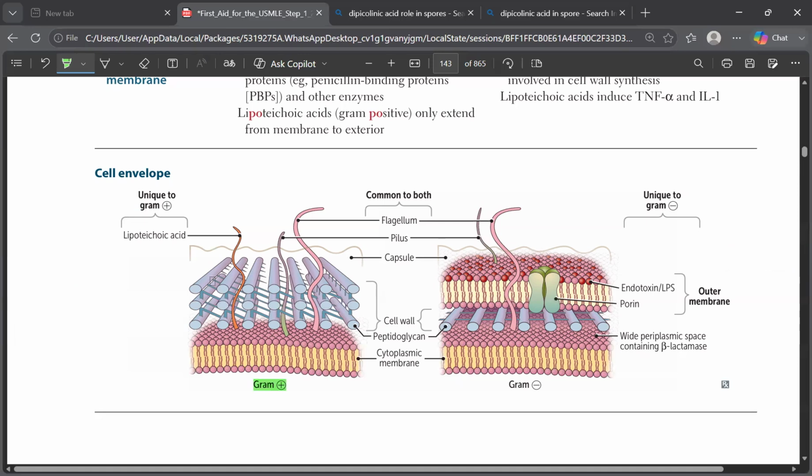Then there is this green structure which is known as the pilus and it is also common to both. And then there's this covering right here which is known as the capsule which is also common to both. Now, what is unique to the gram-positive is lipoteichoic acid right here. And what is unique to the gram-negative is the endotoxin or lipopolysaccharide and the porin protein that forms the outer membrane. This whole outer membrane is not present in the gram-positive, and it is made up of lipopolysaccharides or LPS, which contain endotoxins, and this protein known as porin. And there's a periplasmic space containing beta-lactamase, which is very important.